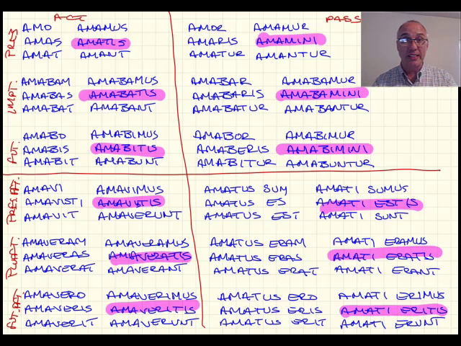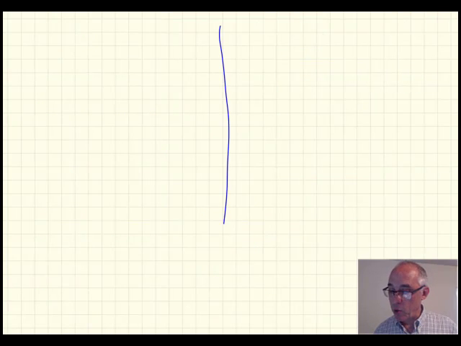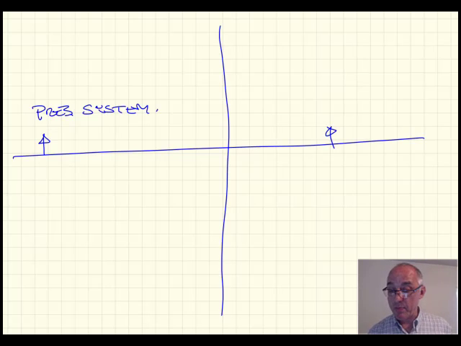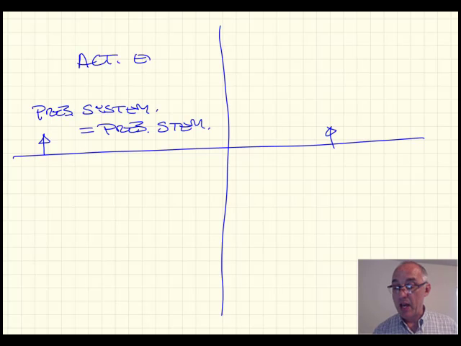This you need to be able to do on an exam. There will probably be two of these on an exam very, very soon. Let me make one more point. I drew that quadrant there before. The first quadrant, this is the present system. Everything above this line is the present system, which means it is built off of the present stem. And the difference is active over here in this quadrant are active endings, and over here are passive endings.